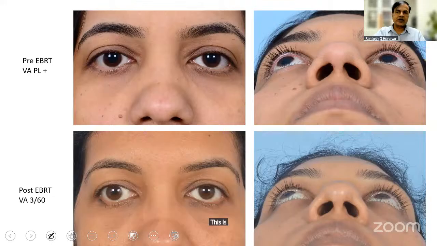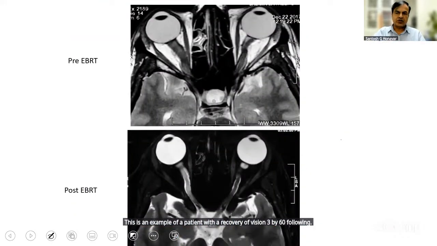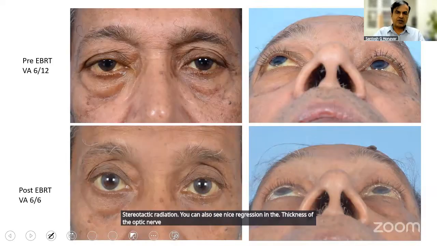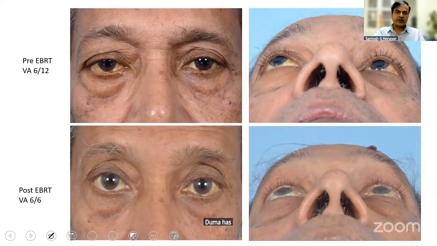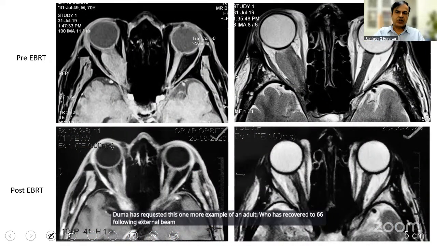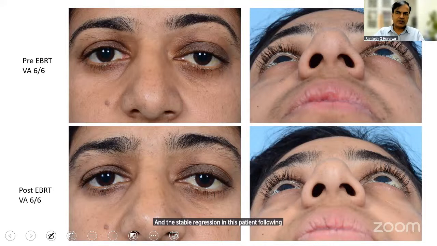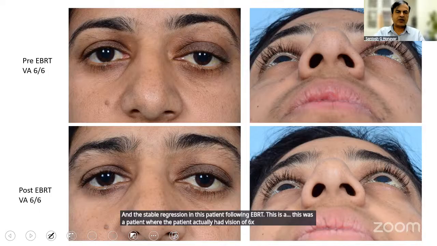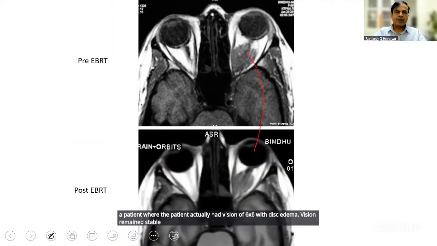This is an example of a patient with a recovery of vision to 3/60 following stereotactic radiation. You can also see nice regression in the thickness of the optic nerve post EBRT. Tumor has regressed. There's one more example of an adult who has recovered to 6/6 following external beam radiation. And you can also see nice and stable regression in this patient following EBRT. This was a patient who had vision of 6/6 with disc edema. Vision remained stable, and you can see nice regression in the size of the tumor following external beam radiation.